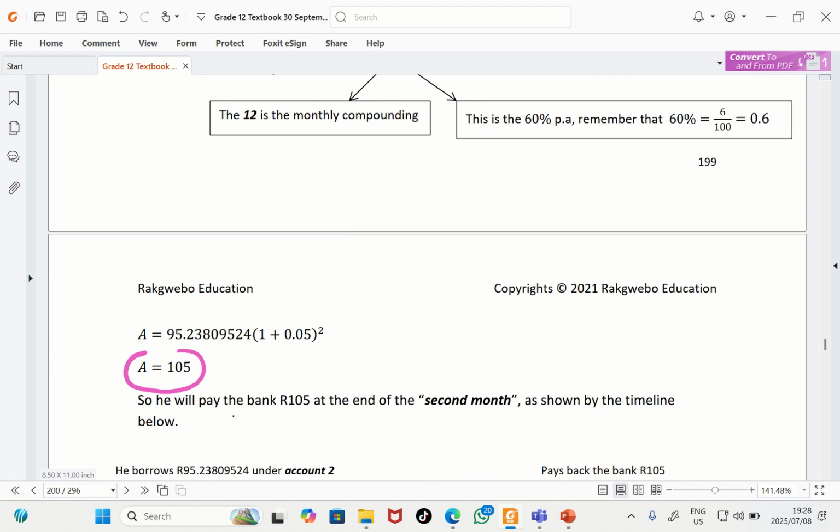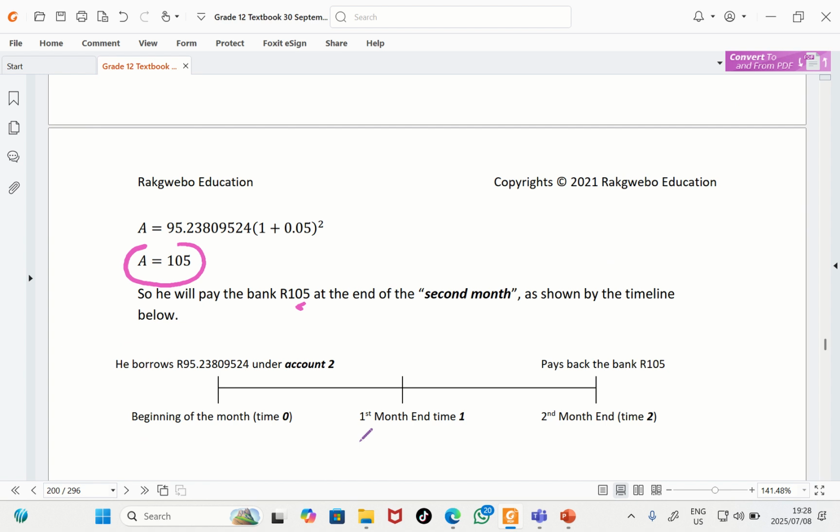So it means that this guy will pay 105 at the end of the second month, as shown on the timeline. Remember, I borrowed the money here, 95.23. Then at time 2, he's going to pay 105. This happens under account 2. Happy? Do we all follow the story?